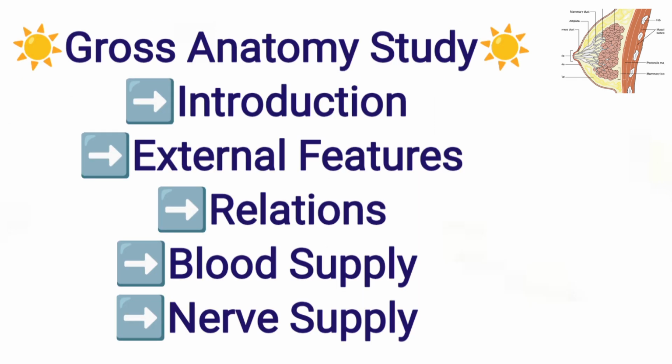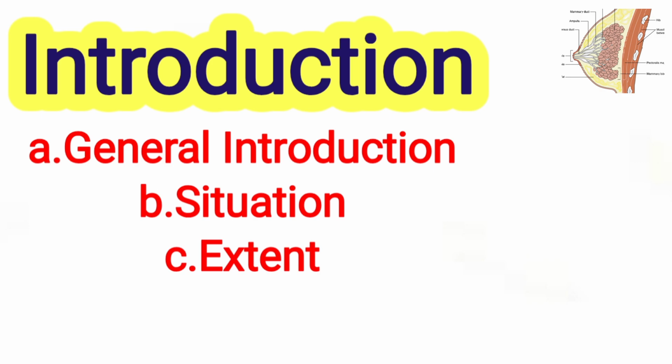So, in gross anatomy of mammary gland, we are going to study these points: introduction, external features, relations, blood supply and nerve supply. In the introduction, we will study general introduction, situation, extent. Situation means where is it located. Extent means starting point and ending point of the structure.